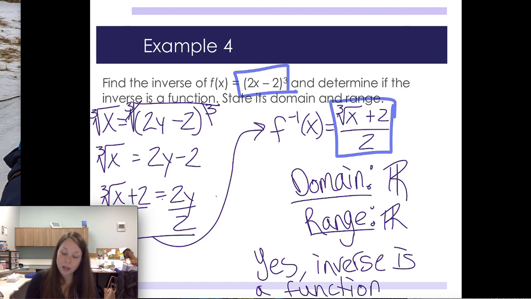You could also think logically about it too, because if I plug any number in for x into this new equation, I'm always going to get a unique y value back out. So every input is going to give me exactly one output, which is the definition of a function.